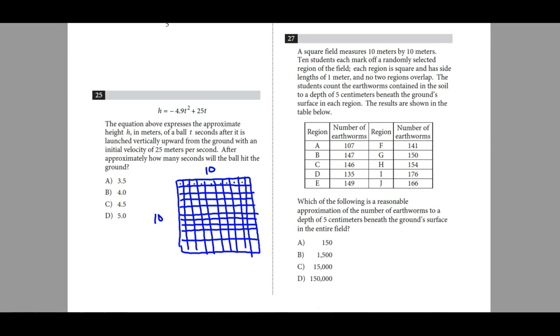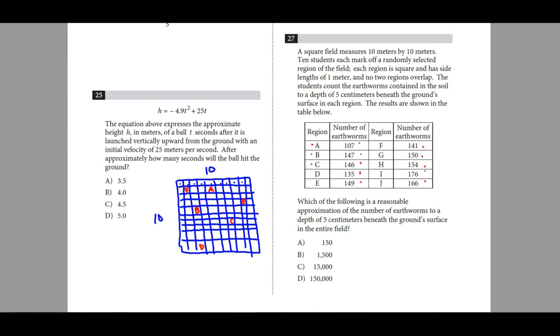Well, 10 students are marking them off randomly. They're going to count the number of earthworms to a depth of 5 centimeters in the soil of each region. So these are our region numbers. Maybe region A is here, region B is there, C is here, whatever, it's just random. They randomly pick little spots because they don't want to check every single region. So they go through there and we have the number of worms in every region. These are all of our numbers here.